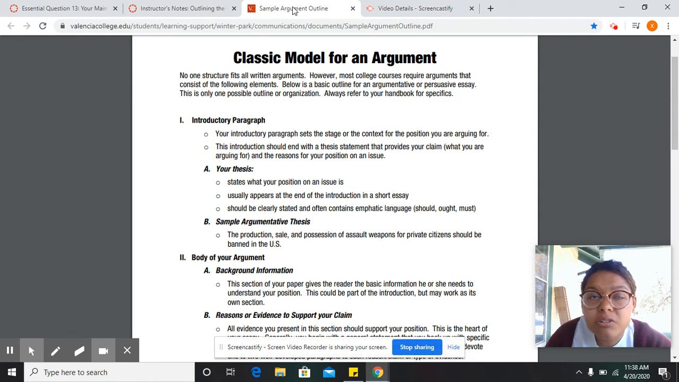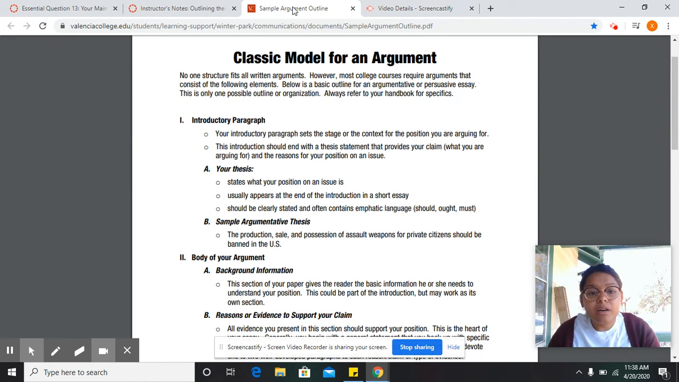You do not necessarily have to have three body points or thesis points. That is just the standard to get you started, right? This is not obviously going to be a 5-paragraph essay. This is a longer paper, so your point should be more fully developed.